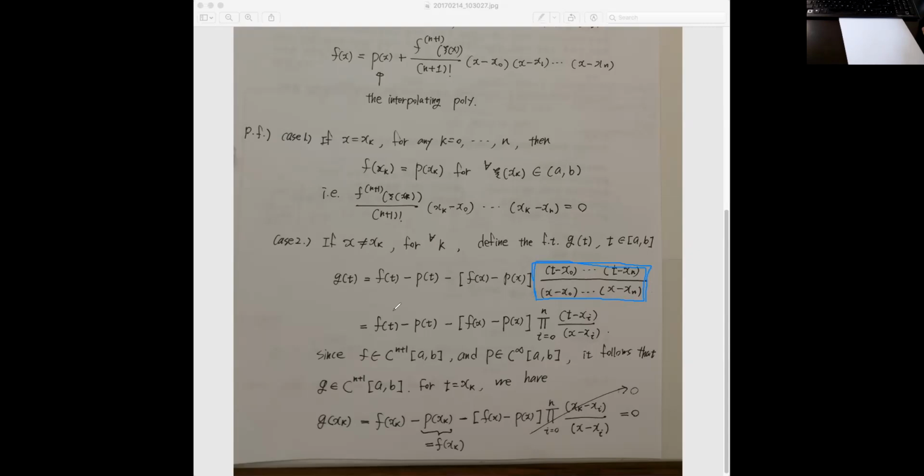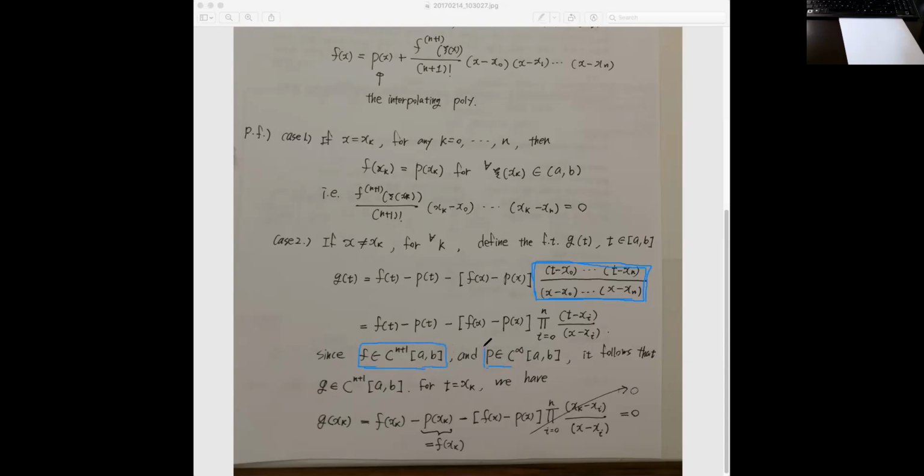Anyway, we define g of t like this. Why do we have to define g of t like this? We'll see. So the short expression of this fraction is the product of t minus xi over x minus xi. And by the assumption, the function f belongs to C^(n+1), and then p is C infinity. Wait a second, f belongs to C^(n+1). That makes sense because of the assumption.